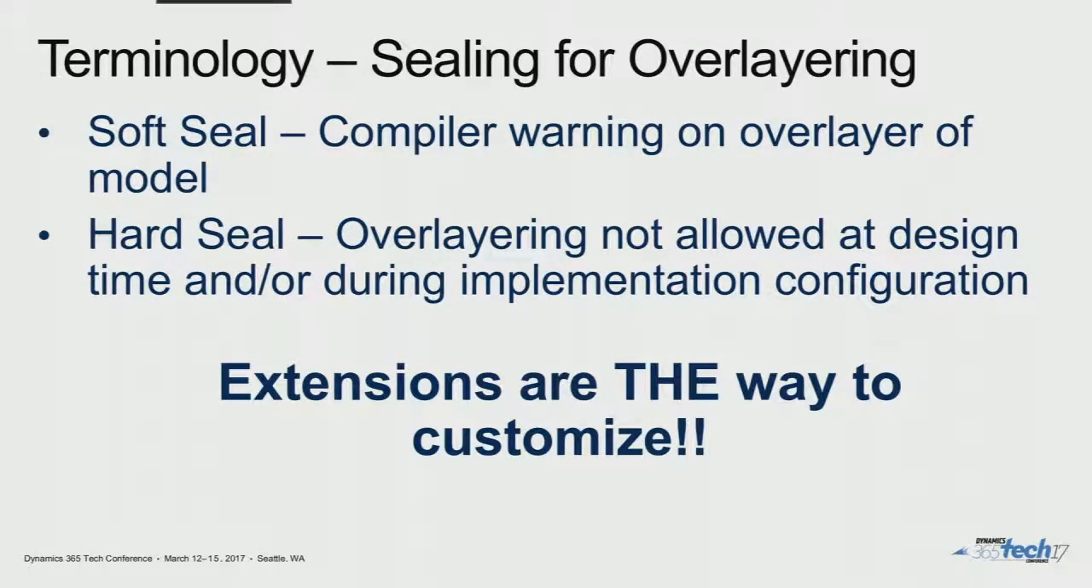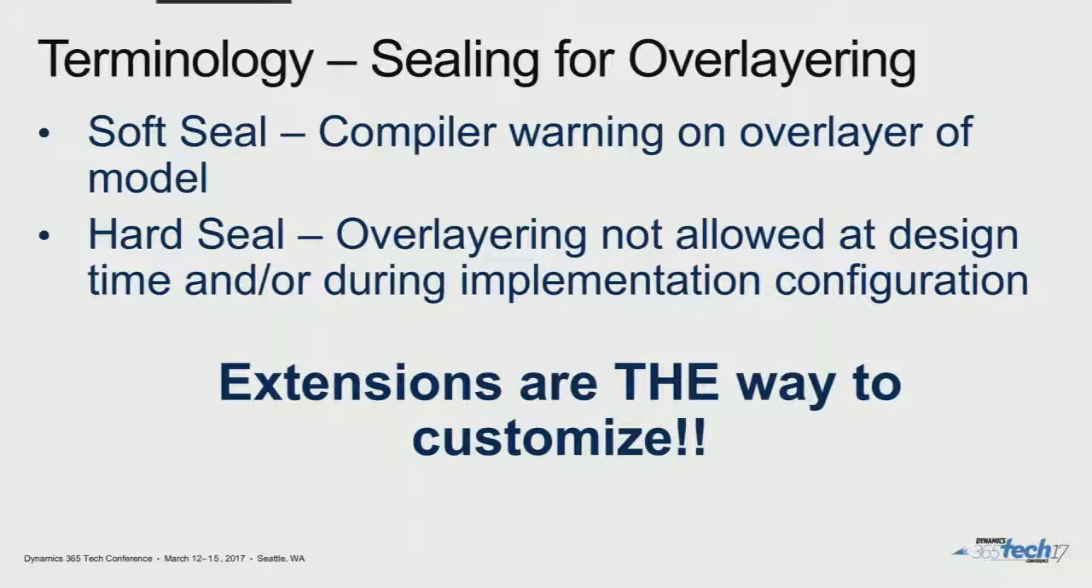Sometimes we use the word sealing, and we really should say sealing for overlayering, because we're not saying that there's no customization anymore. We're saying that extensions are the way to customize going forward. And there are 2 levels of sealing. The first one is a soft seal, which is basically like deprecating. When you change an API in .NET, you put an obsolete attribute and you're deprecating that capability, which is a notification to the users that this is going to go away in the future.